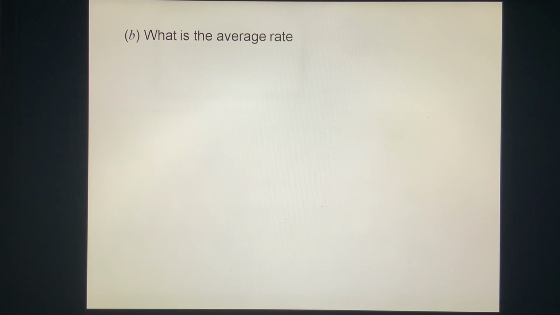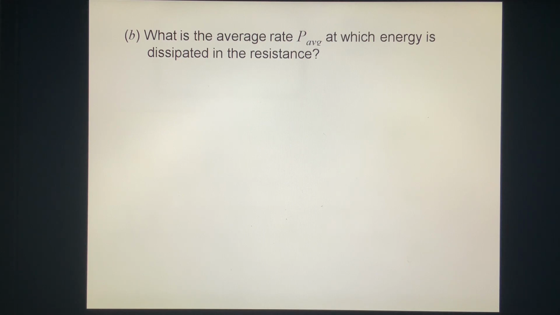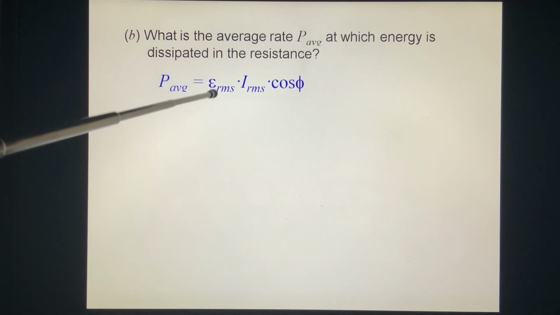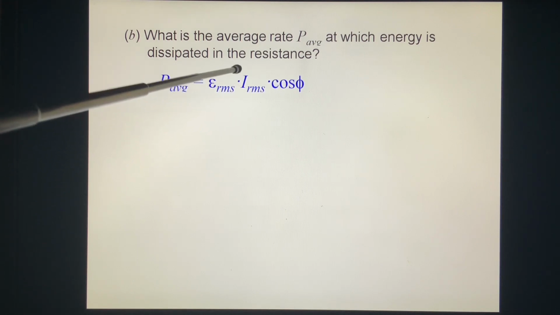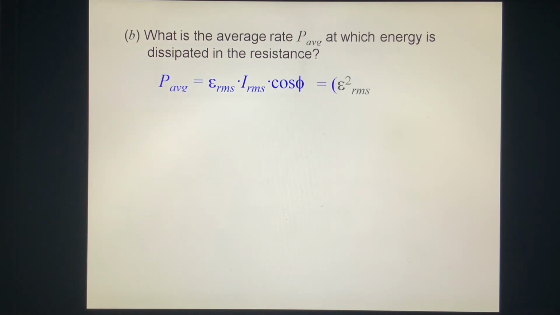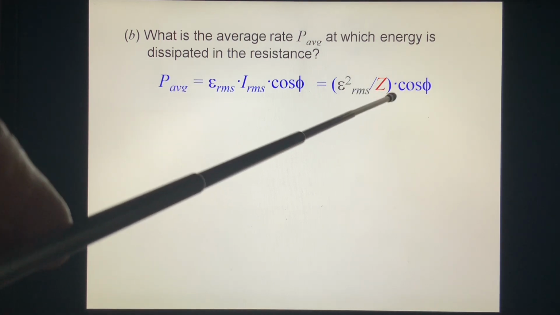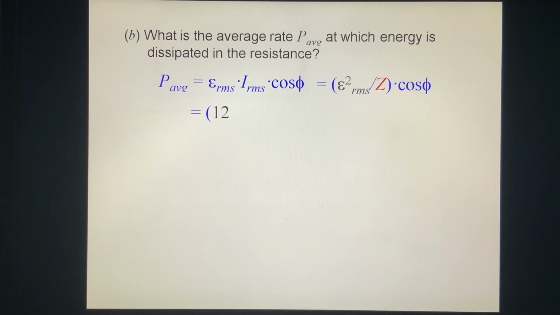Question B: what is the average rate P average at which energy is dissipated in the resistance? Then we see the average equals epsilon root mean square times I root mean square cosine phi. We put everything inside. I is equal to epsilon over Z. We put everything inside.